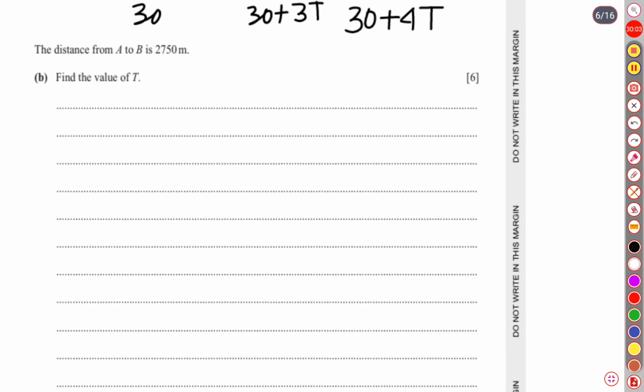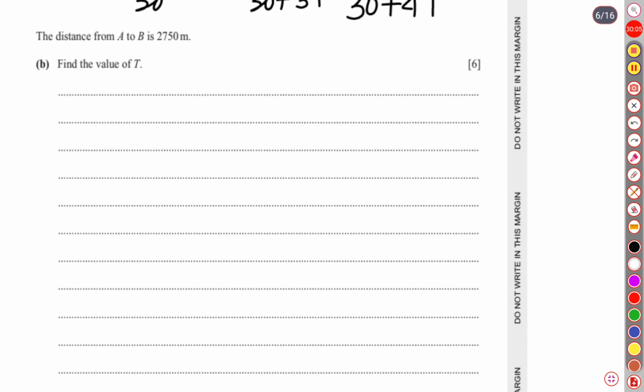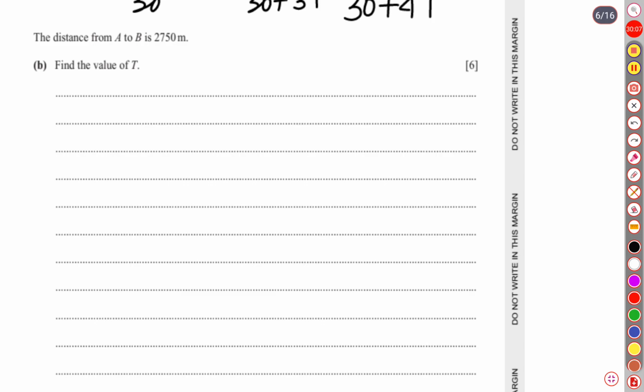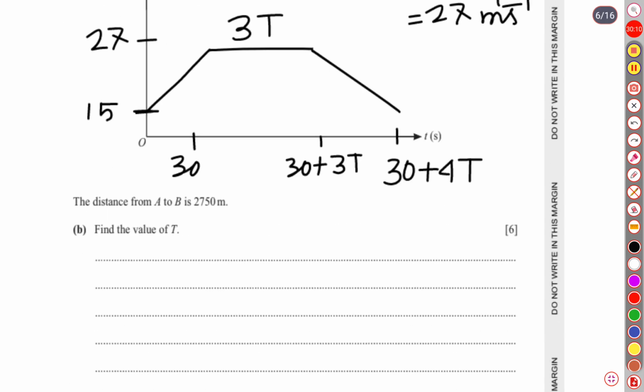The distance from A to B is 2750 meter. Find the value of t. So distance means we know it is the area under the graph. So the whole of this area is actually our total distance. Now in this total area or total region, there are three parts. So let us see what these three parts are. First of all, we will have to see these parts.